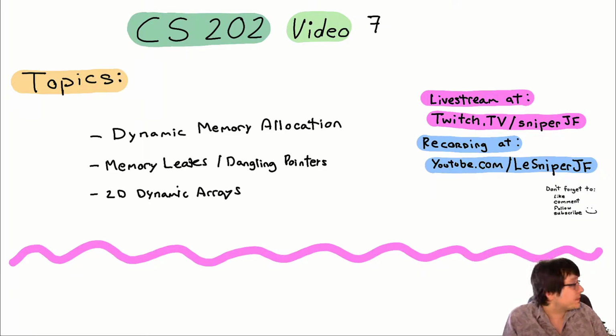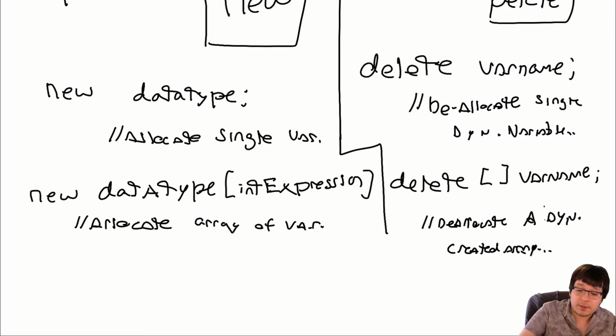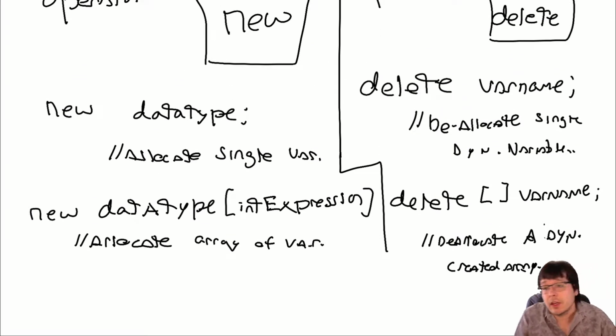So, anyways, today we're going to keep talking about dynamic memory allocation. Last time we stopped by introducing new and delete, the two operators that are new here. I showed you a little bit of code on how to use them, but we just slightly introduced them. So we're just going to pick up from there.